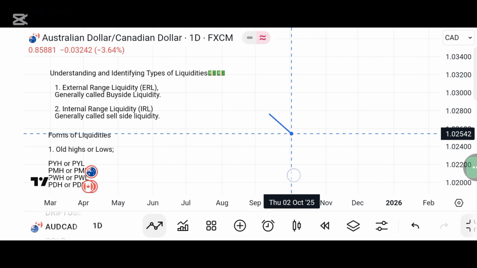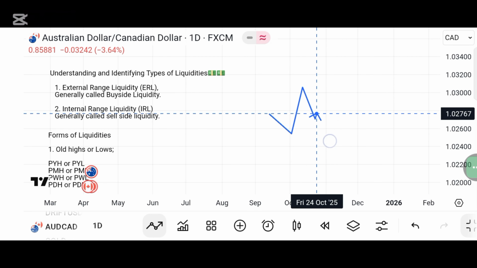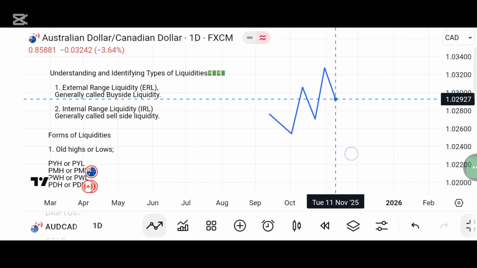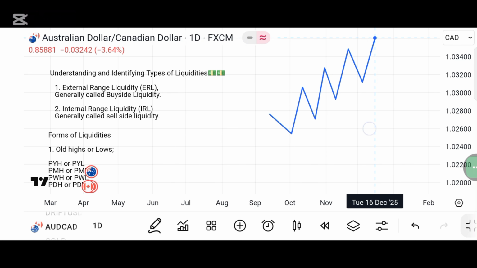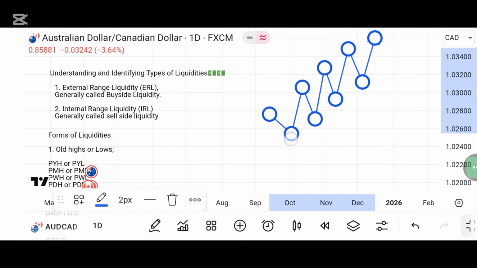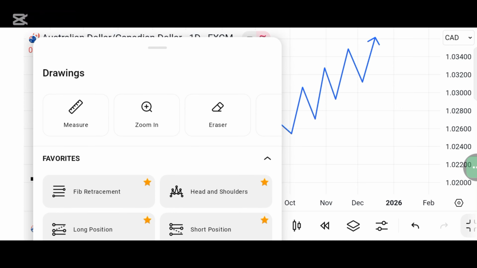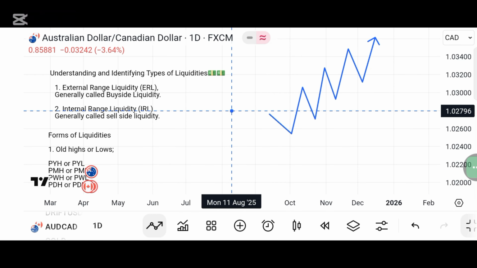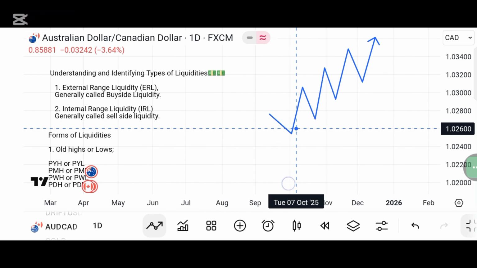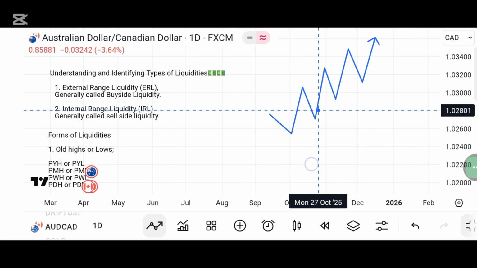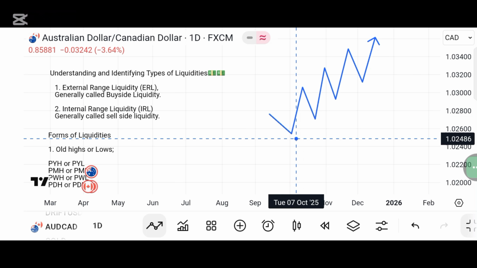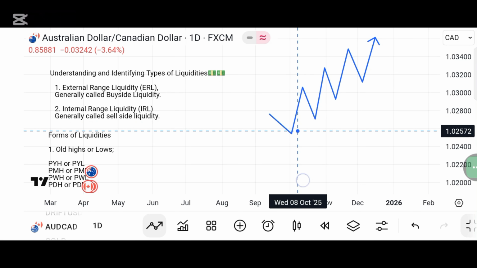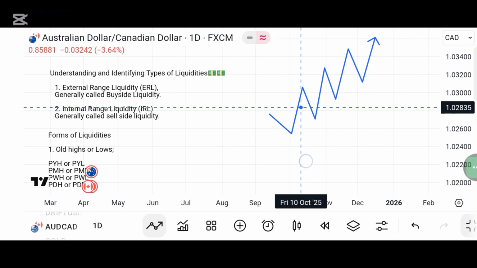When you have an uptrend market in this manner, this is an uptrend market. Because this market is going in this way, it's pushing out externally, and when price comes down, it's coming down to an internal range. Let me explain this again. External range liquidity is when price pushes for liquidity at an external region, like an outer region.